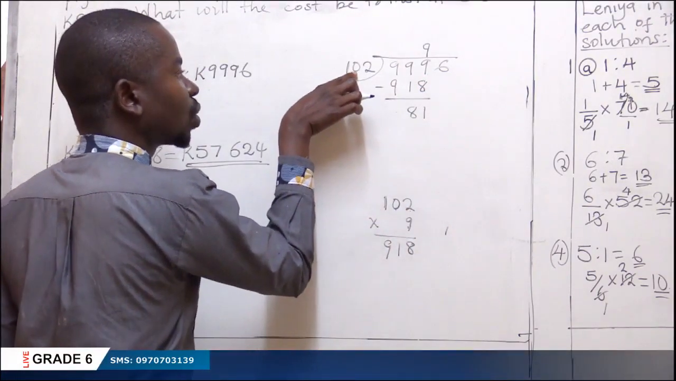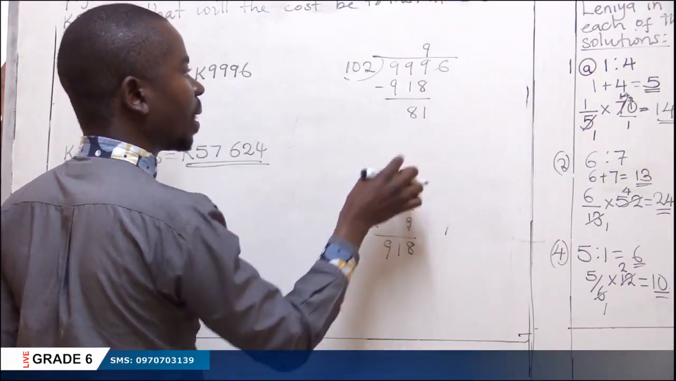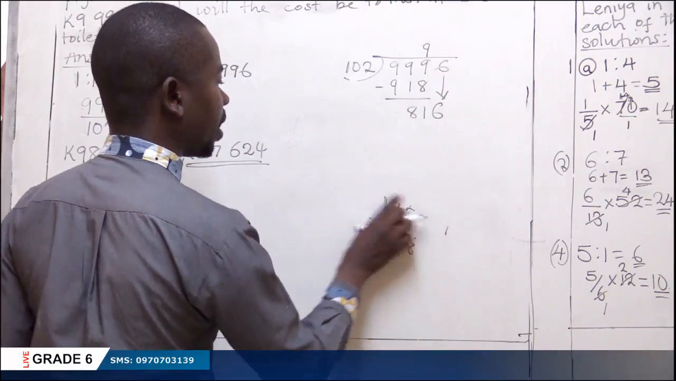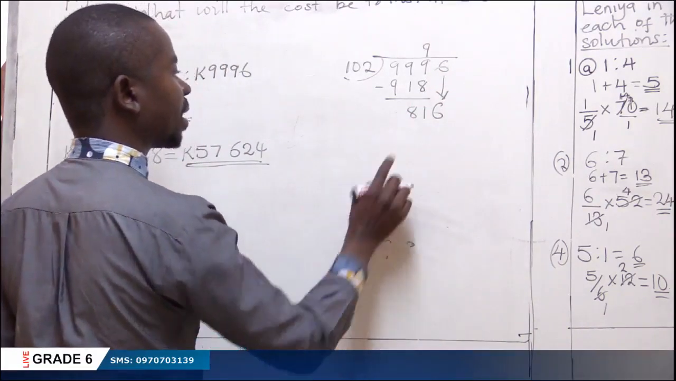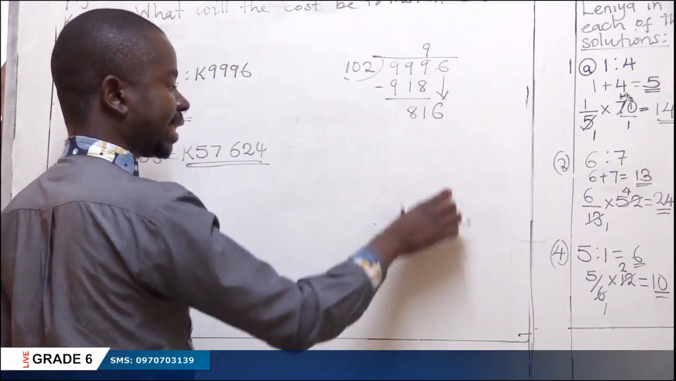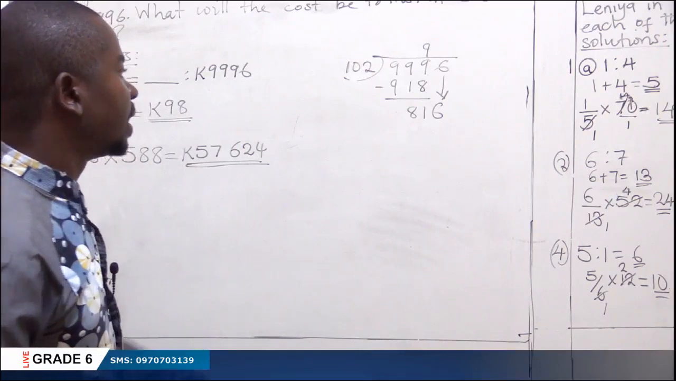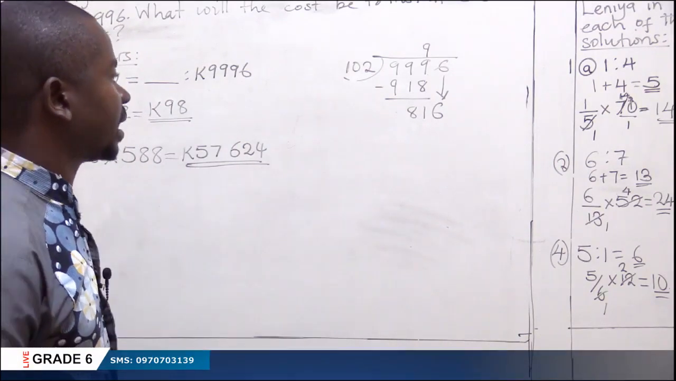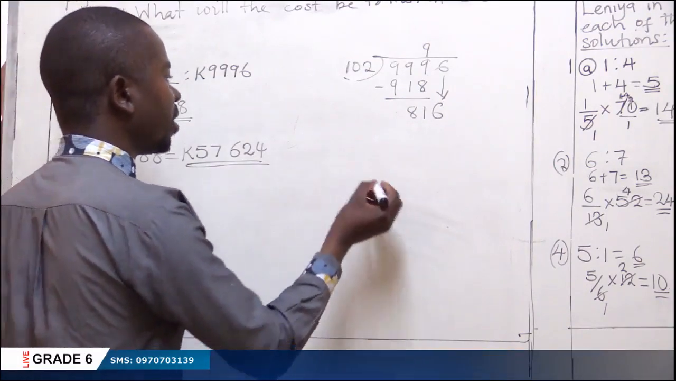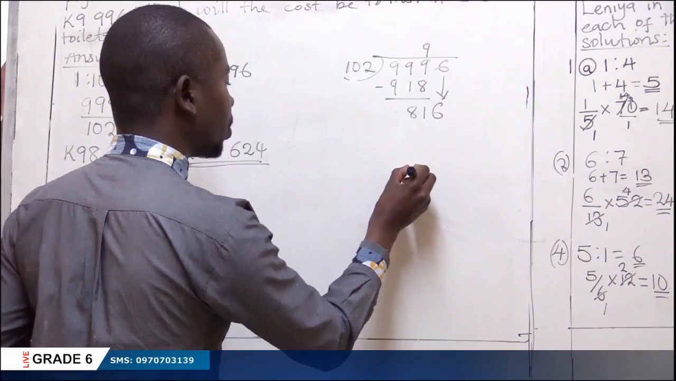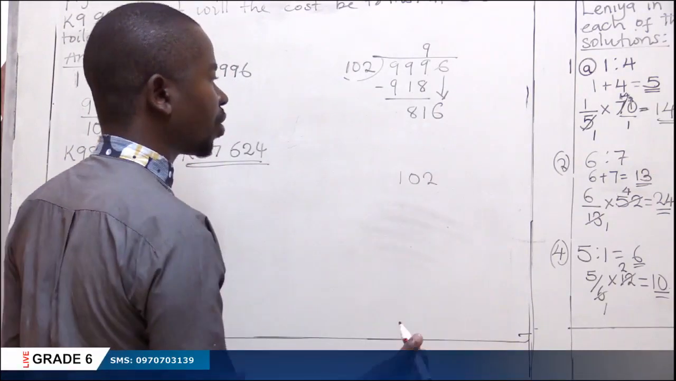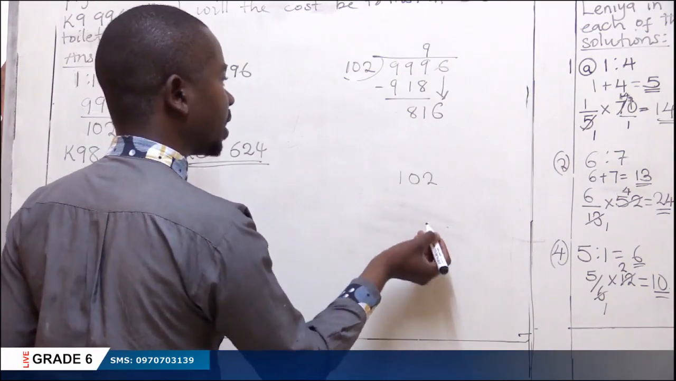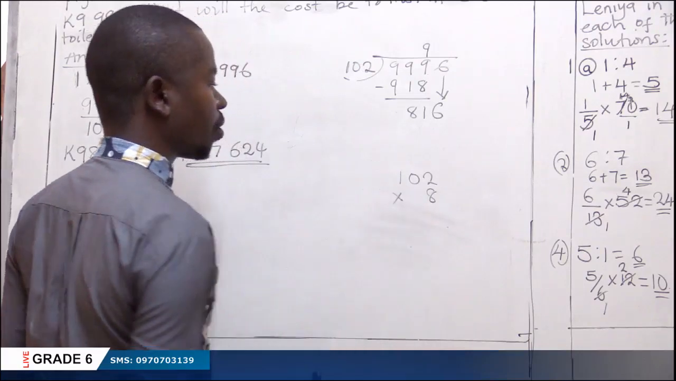So how many times does 102 go in 81? It can't go there. So what do you do? You bring down 6. So the number becomes 816. How many times does 102 go in 816? If you want, you can try 6 or 7, but since we've already found 8 as the answer, we can use 8 itself for the sake of time.